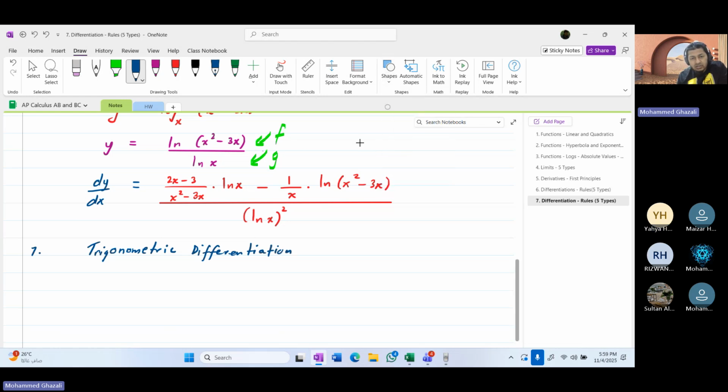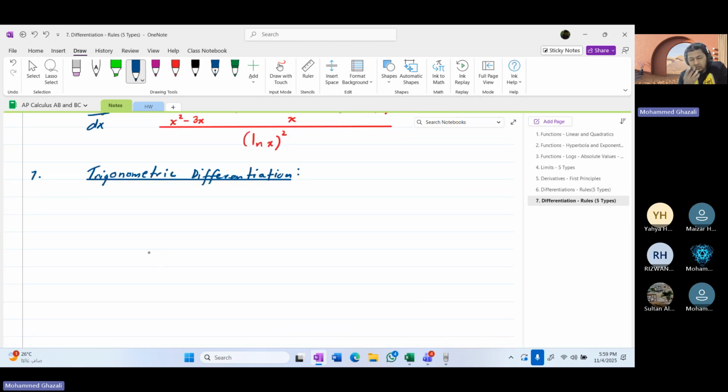Now we need to know the derivatives of every single trigonometric ratio. There are 6 trigonometric ratios. There are 3 normal ones, sine, cos, tan, and the reciprocals of those are cosec, sec, and cot. So we need to know the derivatives of each. So far what we know is that d/dx of sine x is equal to cos x. What does d/dx mean? It's just another form of writing derivatives.